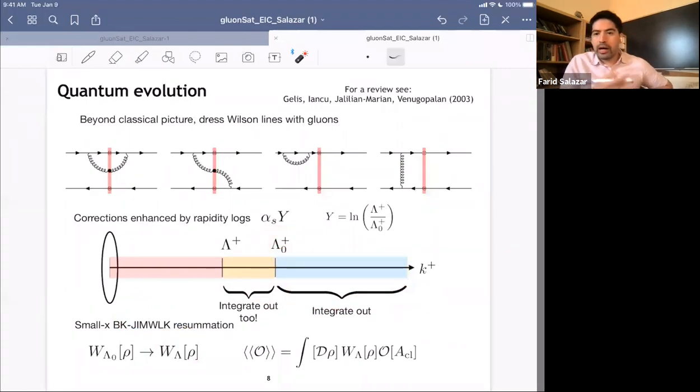Process by process, when you compute it, there will be a part that is not enhanced by these energy logarithms, and that will be the truly alpha S suppressed, truly NLO correction, but that will be process by process. But so far, for the observables that have been computed, you always find that the pieces that are logarithmically enhanced with the energy logarithms obey this so-called small x BK-JIMWLK resummation.